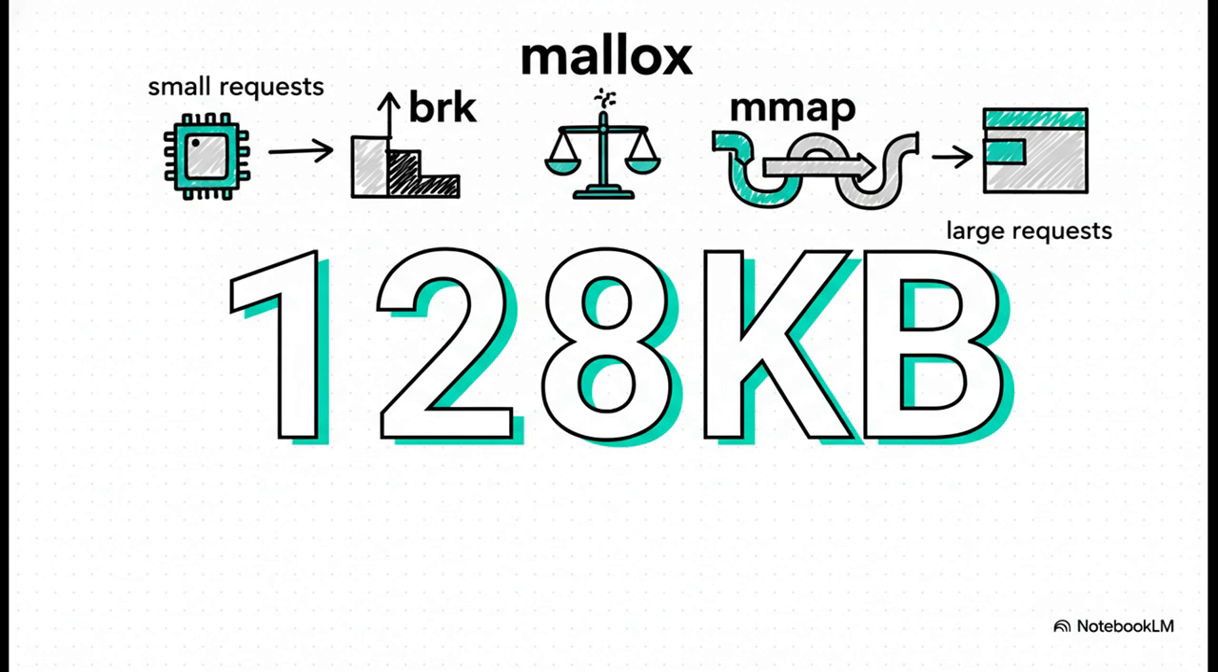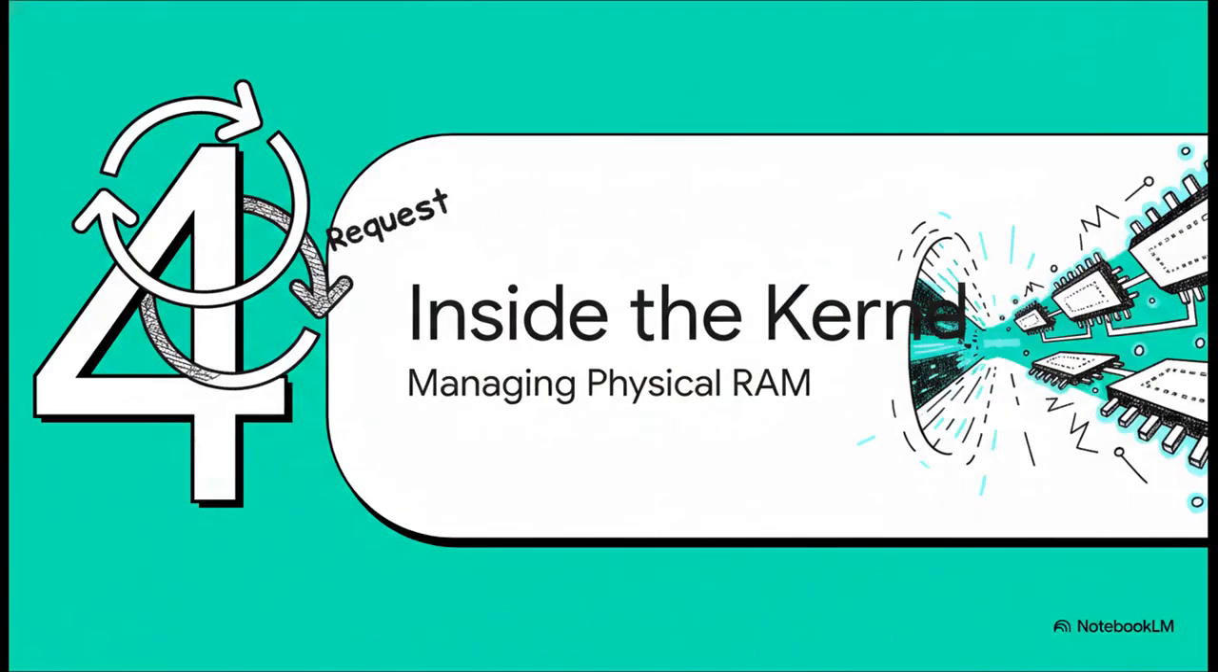But the moment you ask for something bigger than this magic number, usually around 128 kilobytes, it switches over to the more powerful mmap. It's really the best of both worlds. You get speed for small allocations and serious flexibility for the big ones. Okay, so our program has officially asked for memory.